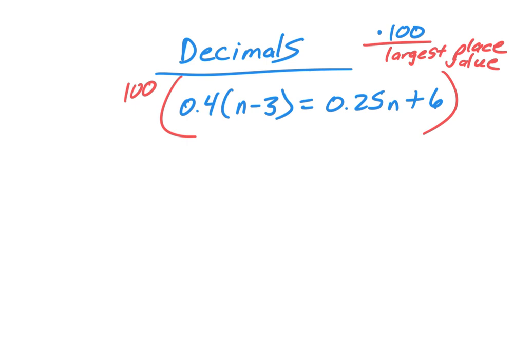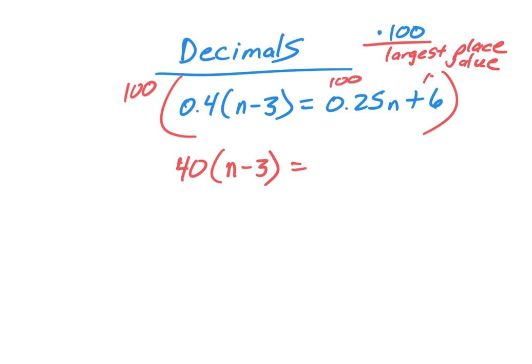If I take 8 times 100, what do I get? 800, right? Adds 2 zeros to the end. It moves it over 2 places, right? So if I had 0.08 times 100, it would just become 8. So 0.4 times 100 would become 40. Now, I don't need to distribute through the n minus 3 because I'm going to distribute the 40 here in just a second. So we're just going to multiply the number out in front of the parentheses.